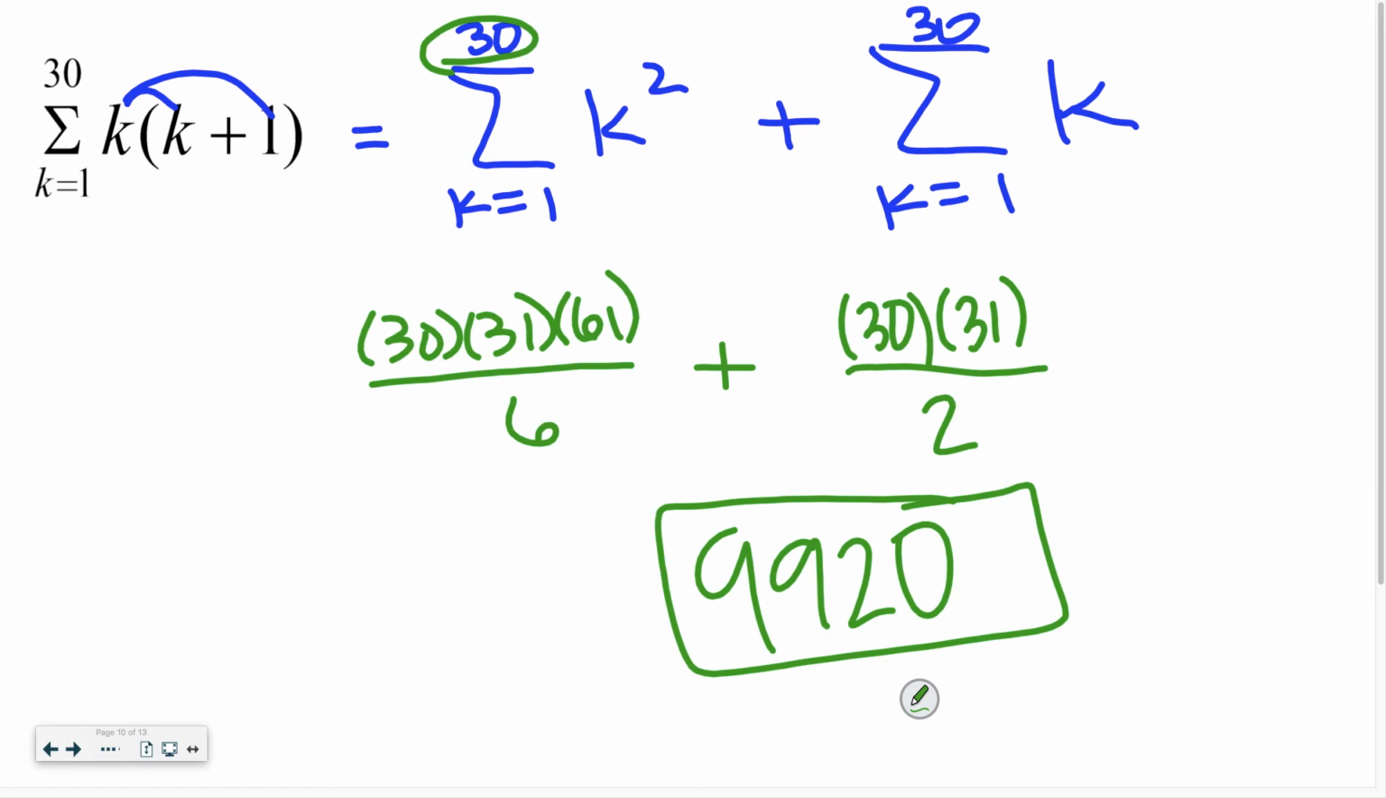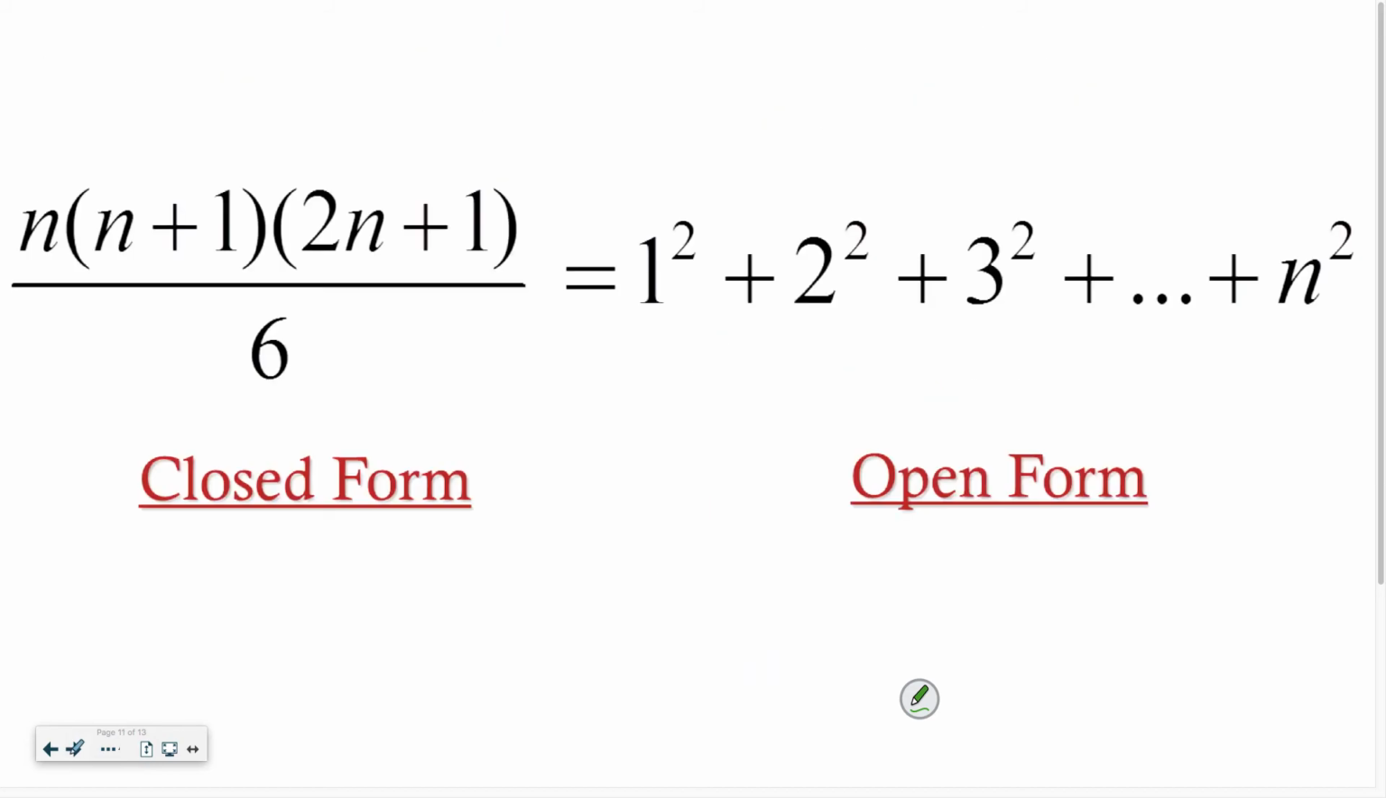I don't know if you have to write this down, but you're going to see the book ask you to write something in closed form. So when they ask you for closed form, they mean use the shortcut, versus open form, which would be like 1 squared plus 2 squared plus 3 squared, etc. Open because we don't actually know how many terms are in there. Closed, we could actually just plug something in and get our outcome.